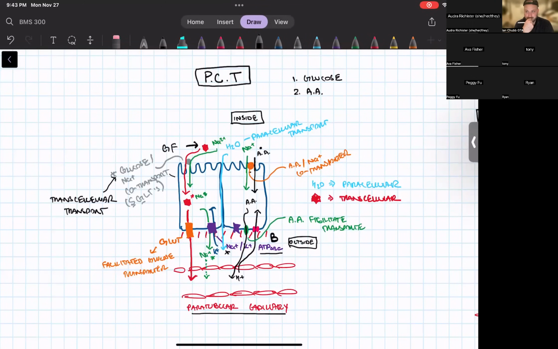So again, we really want to focus on pulling in all of that glucose and amino acids so we're not urinating that out. Usually if you see this kind of stuff in your urine, then that means you have some sort of dysfunction going on, whether it's in the kidneys or somewhere else. So they can test for these things in the urine. They can look at it. Questions on PCT?